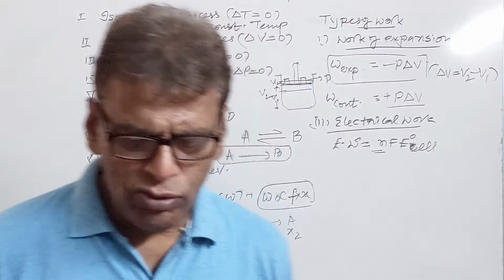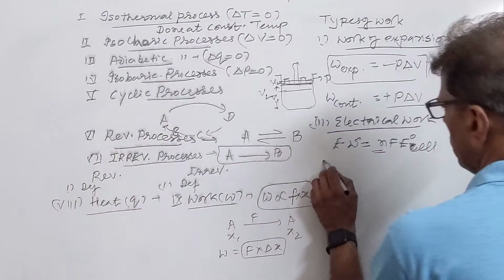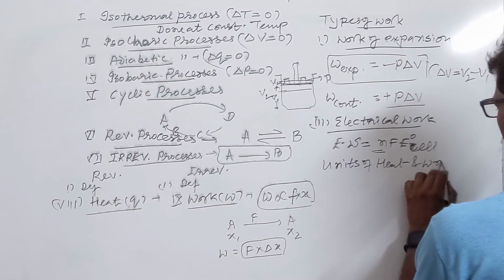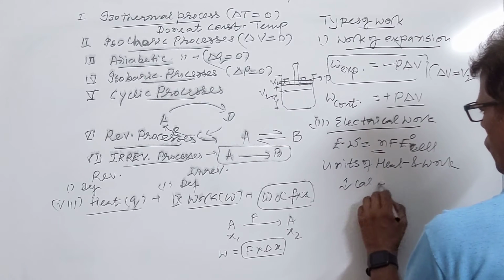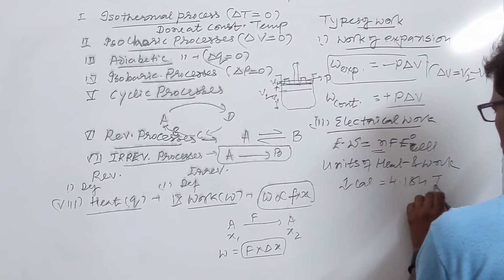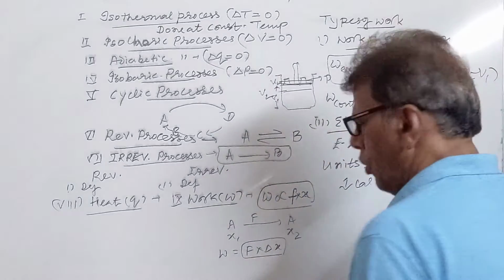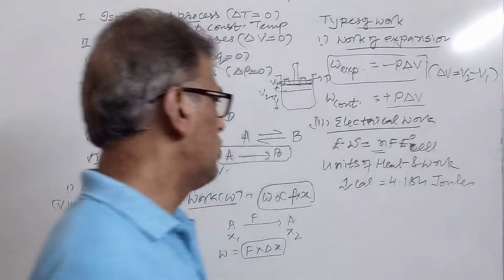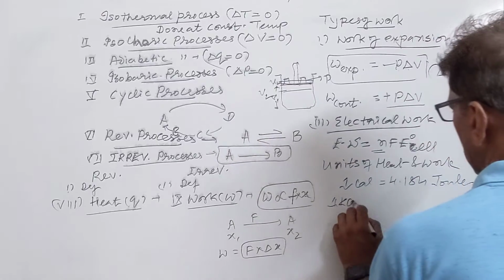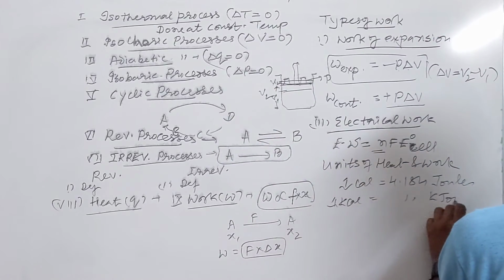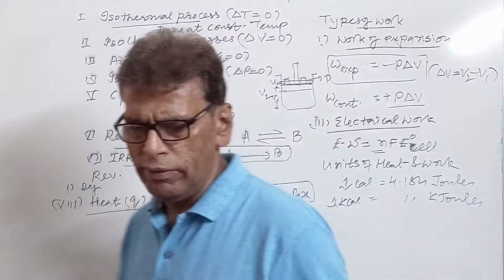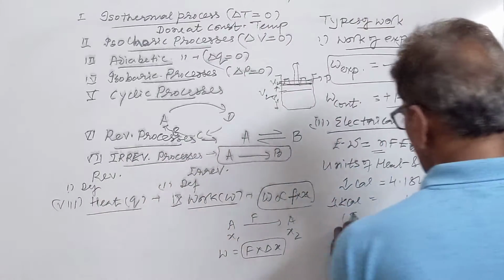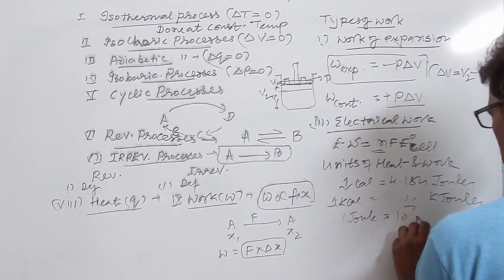Now what are the units of work? Heat and work have the unit calorie. 1 calorie is equal to 4.184 joules. So they are measured in calories or in joules. 1 kilocalorie will be equal to kilojoules. So when it is changed into kilocalories, this value will change into kilojoules. So 1 kilocalorie will be equal to 4.184 kilojoules. 1 joule is equal to 10 raised to power 7 ergs. So these are the interrelations between them.